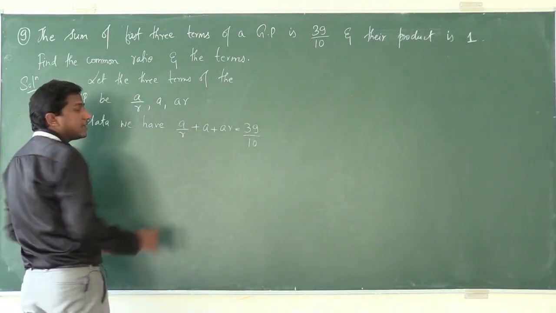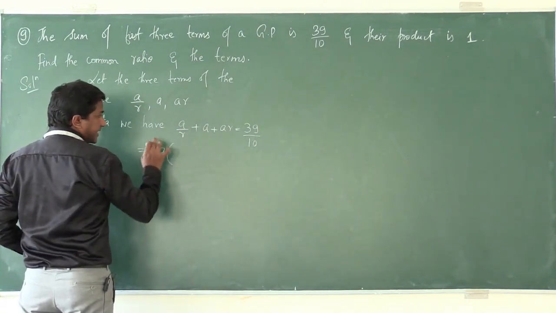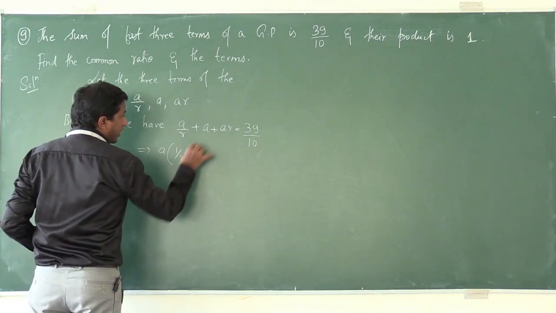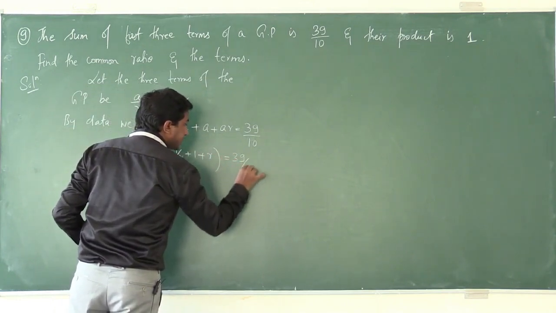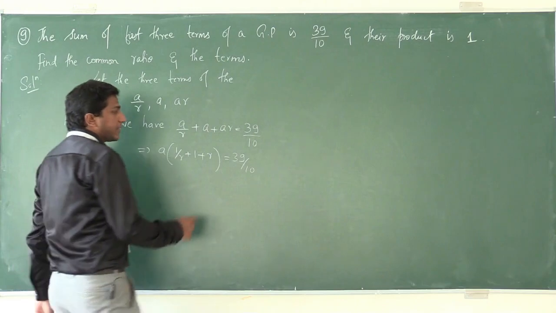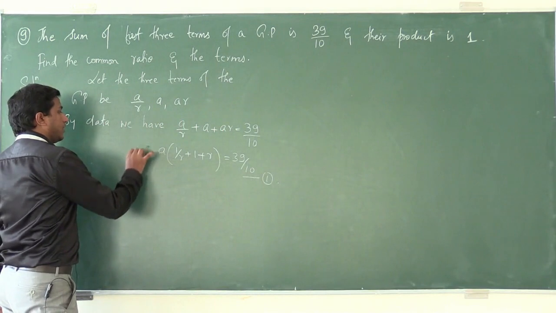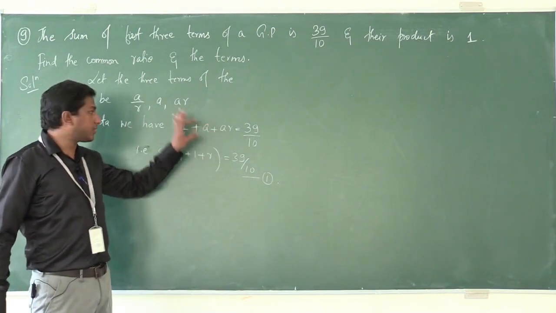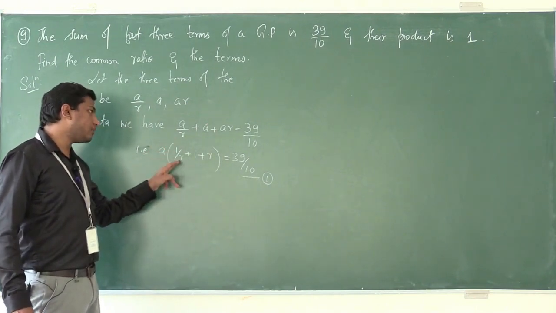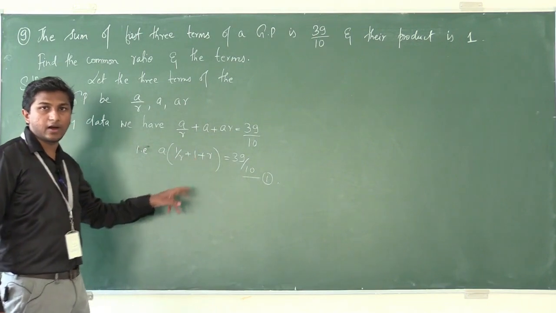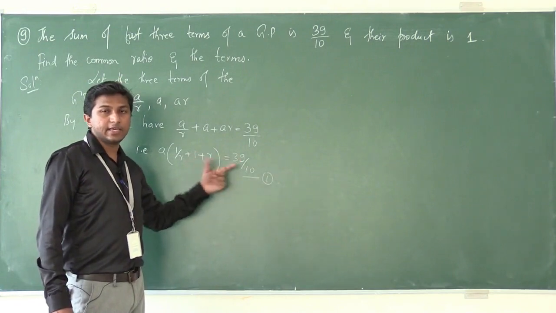On taking a common from this, what do we get? I can write this as a into 1 by r plus 1 plus r equals 39 by 10. We will take this as equation number 1. So we simplified. I just took a common from the LHS and we got a into 1 by r plus 1 plus r equals 39 by 10. I just named this equation as equation number 1.